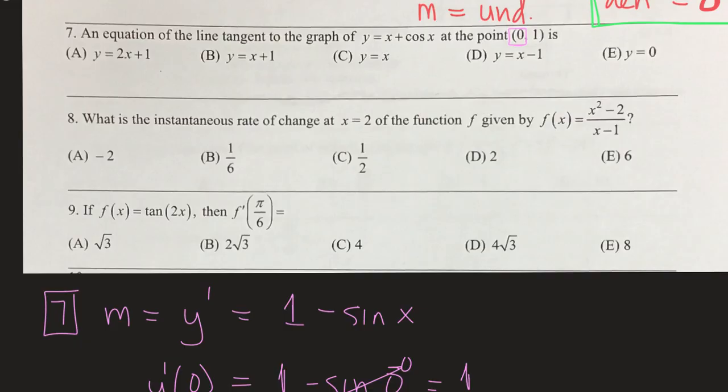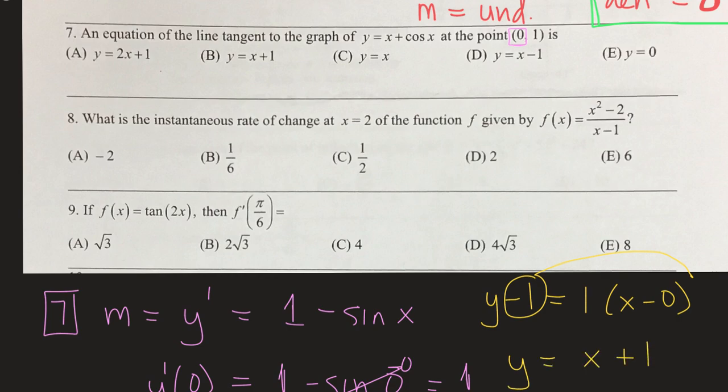Now let's take the information that we have and write an equation of the tangent line. So y minus 1 equals 1 times x minus 0. We notice that none of our answers are in that form. So we want to solve this equation for y by adding 1 to the right side. So y equals x plus 1. And is that an option? Yes, it looks like that's option B.